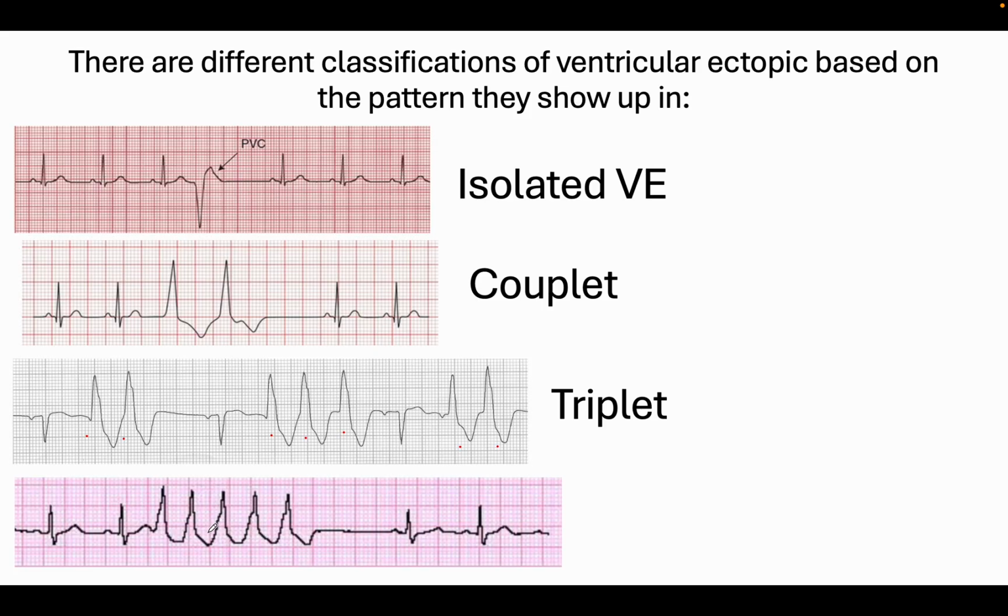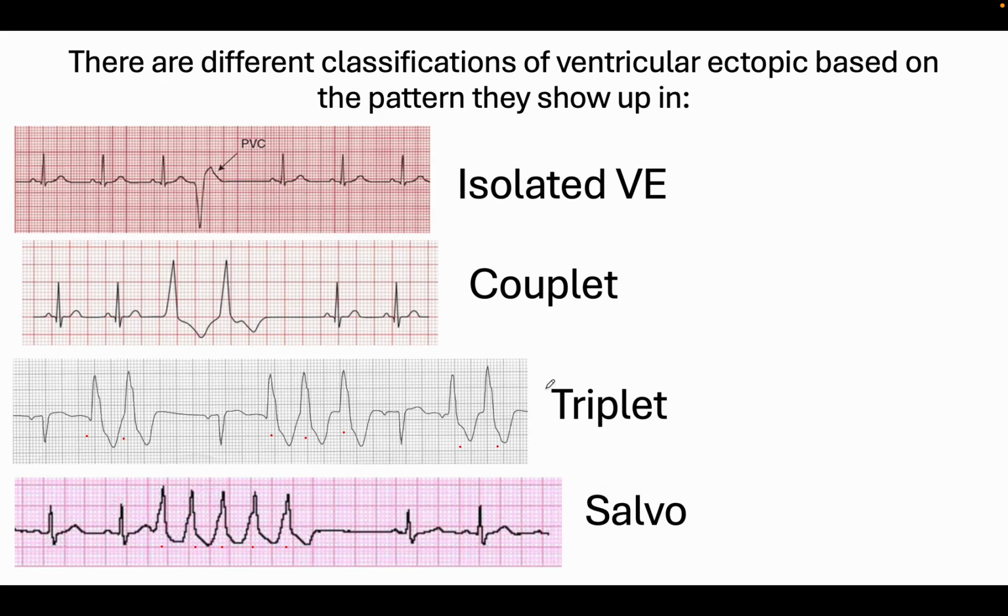And if you were to see more than 3 ectopics, in this case we see 1, 2, 3, 4, 5, we would call that a salvo. A salvo can also be called, in some cases, a non-sustained ventricular tachycardia. But salvo is also used as well.